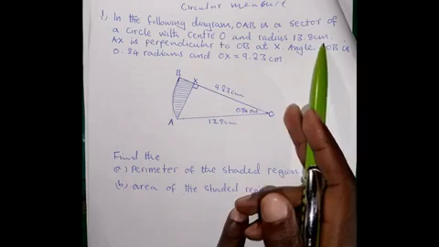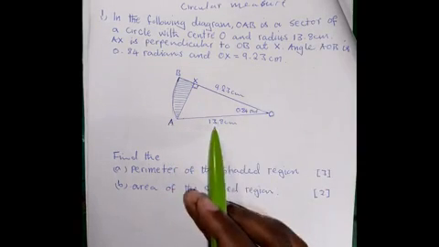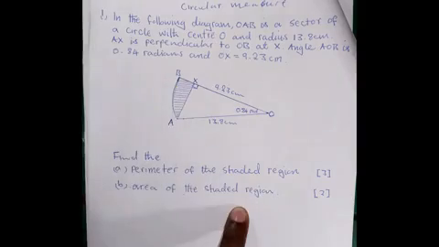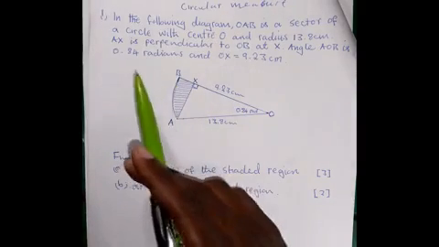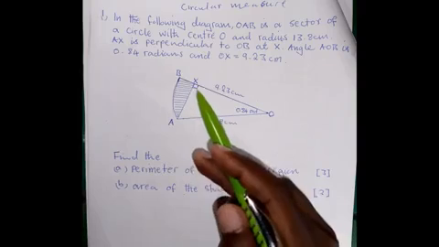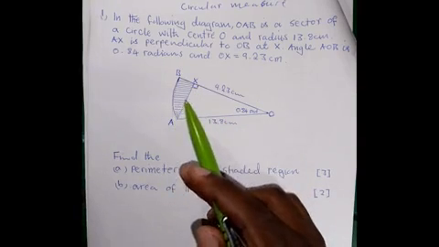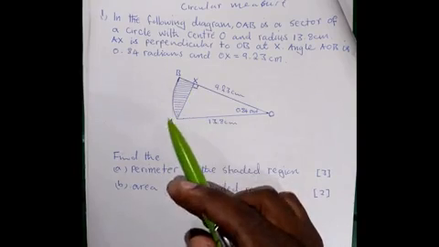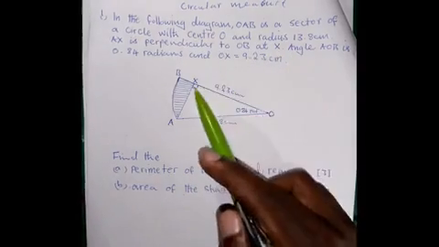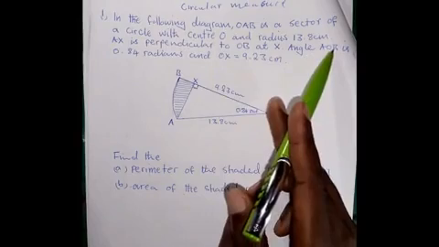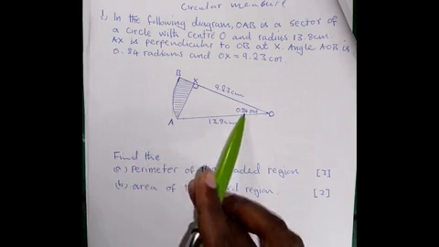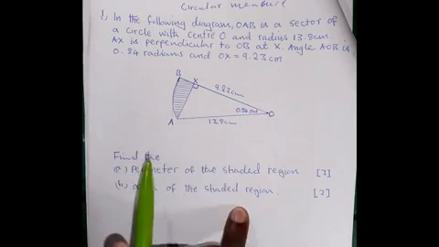AO is 13.8 centimeters, and OB is also 13.8. Then AX is perpendicular, cutting the line at 90 degrees. So AX is perpendicular to OB at X there. Angle AOB is 0.84 radians.